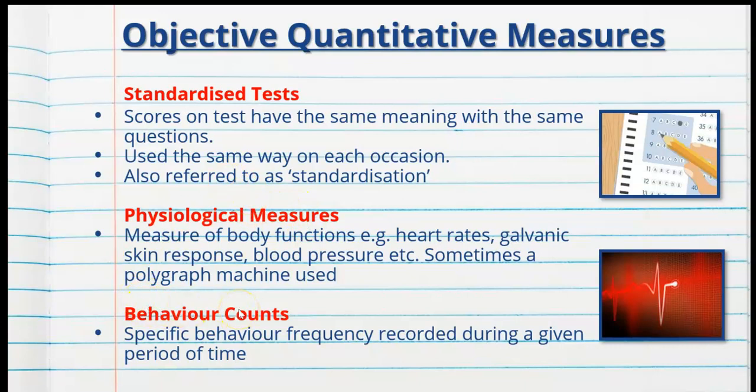Also, we've got behavior counts, okay? So a specific behavior frequency is recorded during a given period of time. So in other words, we simply count how many times a person or an animal does a specific behavior that we're actually targeting. So if someone threw a chair 10 times, they threw a chair 10 times. We can verify it, all right, because we're counting how many times they've done it. There's no subjectivity involved.